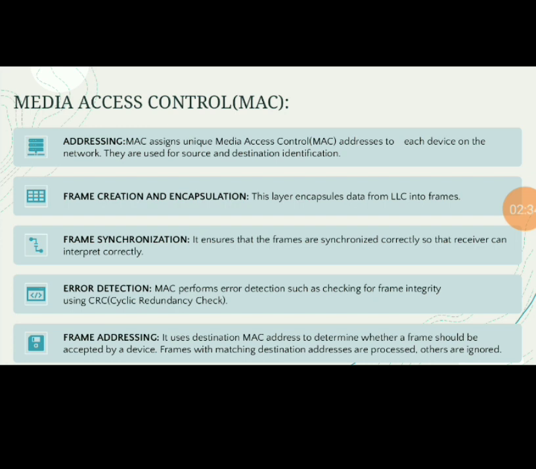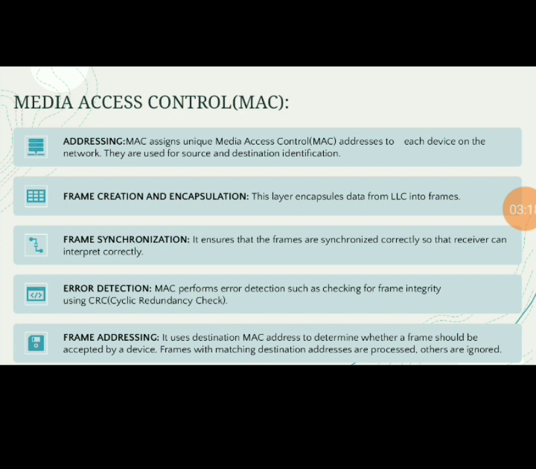Now let's see media access control. Addressing. MAC assigns unique media access control addresses to each device on the network. They are used for source and destination identifications, frame creation and encapsulation. The transmitting data from the LLC is sent unsegmented to the MAC, where it is segmented into smaller pieces called frames. These frames are encapsulated into a larger frame which is encoded with source and destination addresses to make sure that where it is sent from and where it has to be reached.